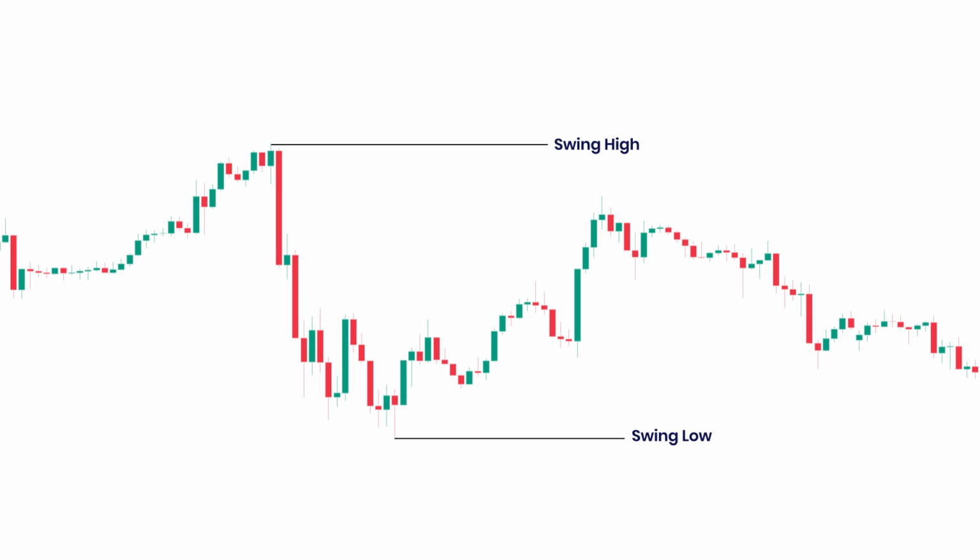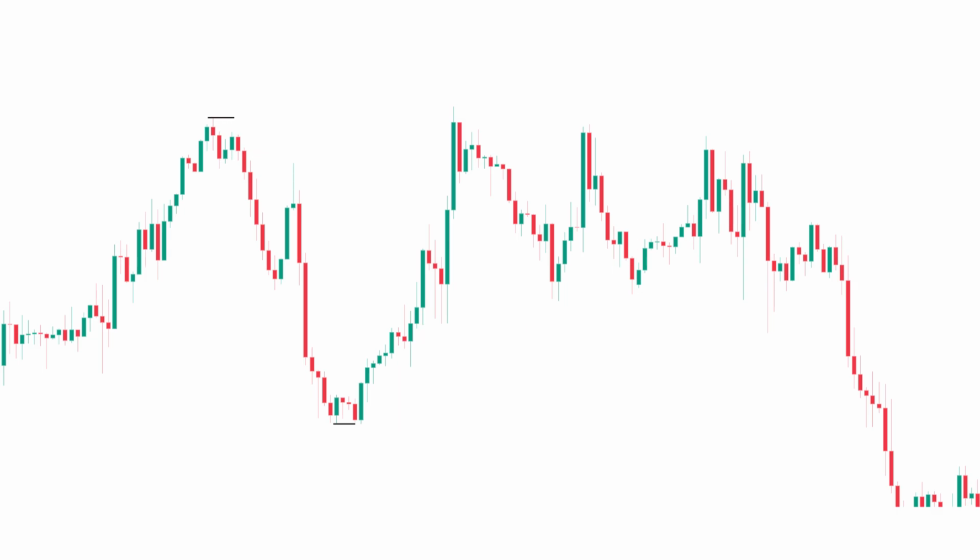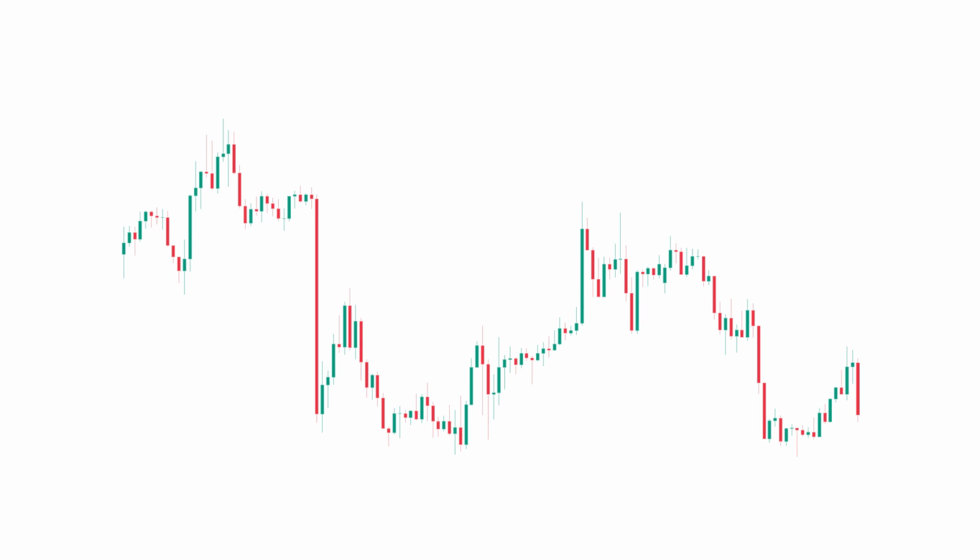A swing high or low is characterized by A, a long impulsive or aggressive movement from a high or low, usually characterized by long body candles, or B, a gradual but prolonged move from a high or low. For example, these are the swing high and low in this chart. Can you identify the swing high and low in this chart?